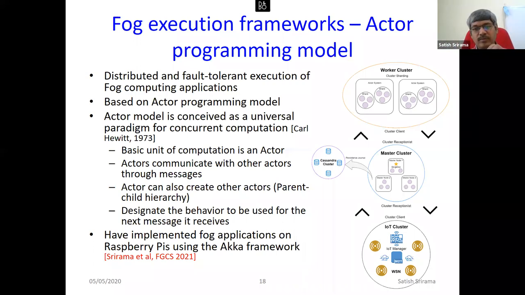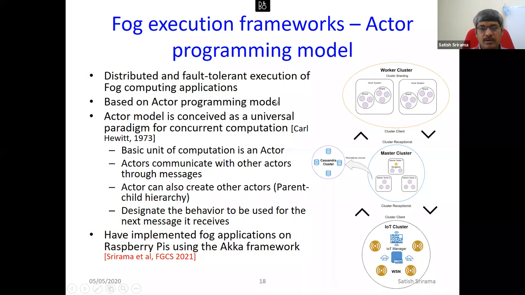Do we have an execution framework so that you can assume this task is not a simple task, and has to be parallelized? Say, for example, the HMM model, which I mentioned earlier, for sensor data prediction. So it can be parallelized. The more machines you have, the quicker you will get these results. Do we have an execution framework for that? Yes, we do. The actor programming model is a very good thing for that. This is coming from distributed and fault-tolerant execution frameworks, which can be used for fog computing applications as well.